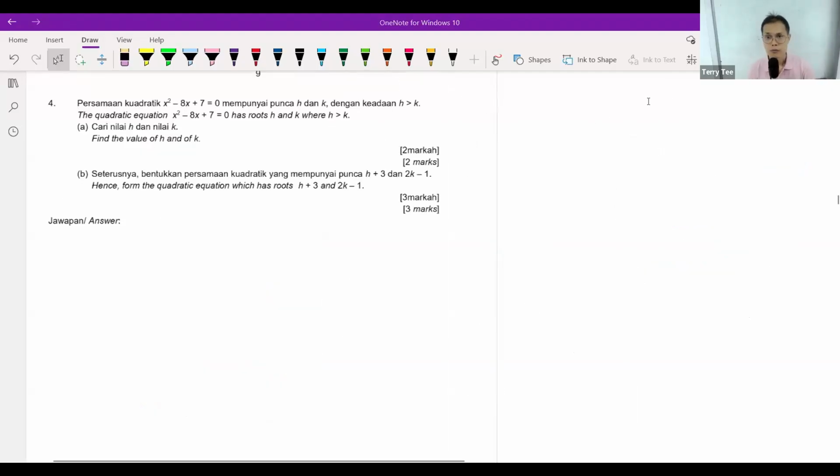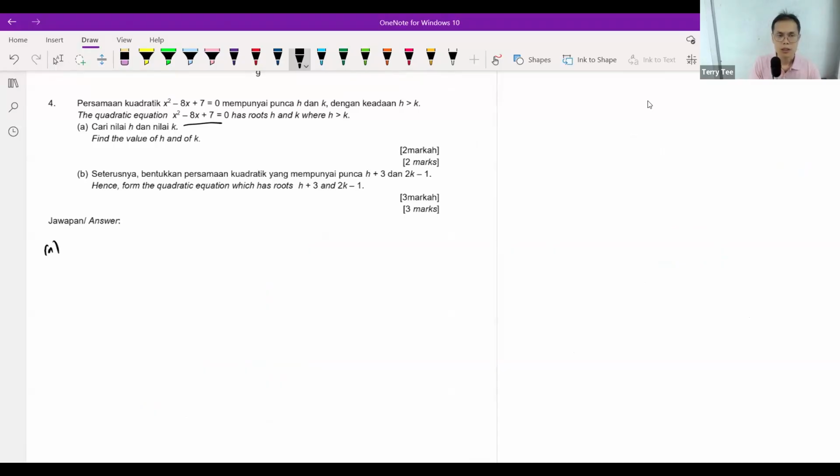Okay, moving on to question number 4. This is from Form 4, Chapter 2, Quadratic Function. So here we have a quadratic equation, x squared minus 8x plus 7 with the roots of h and k, where h is greater than k. Find the value of h and k.